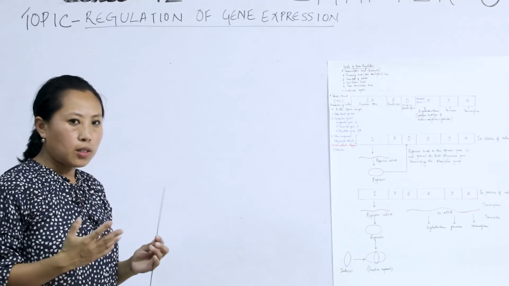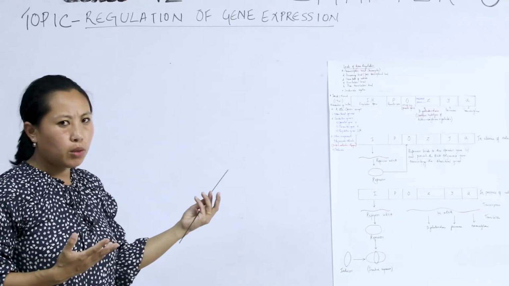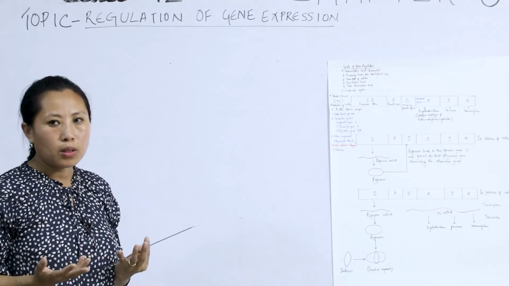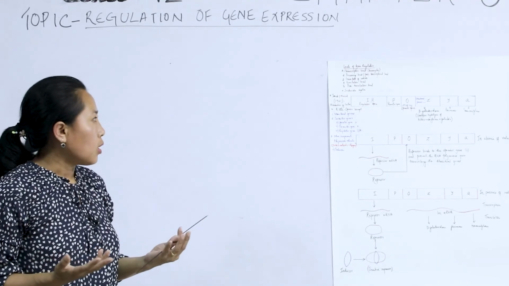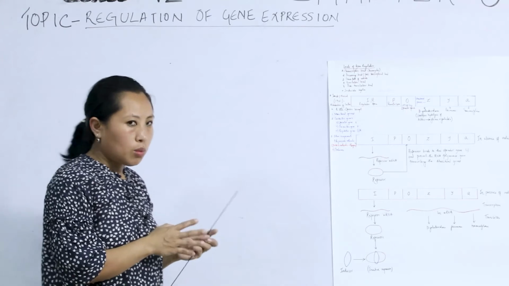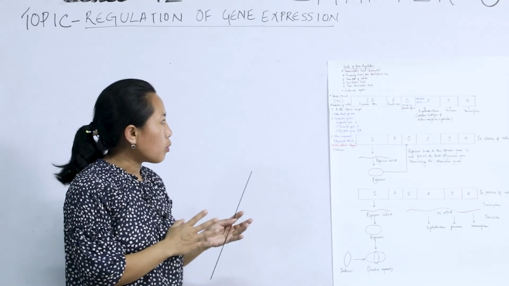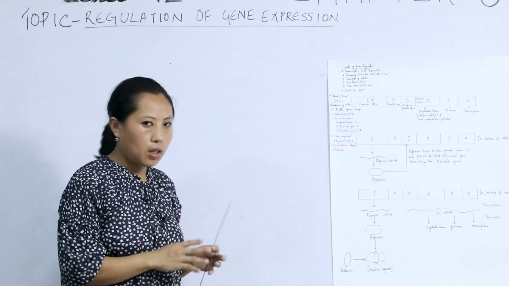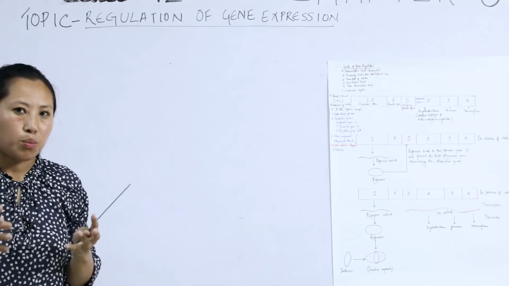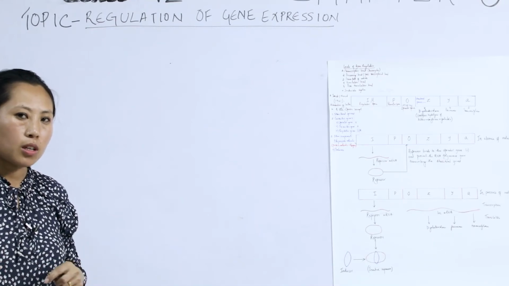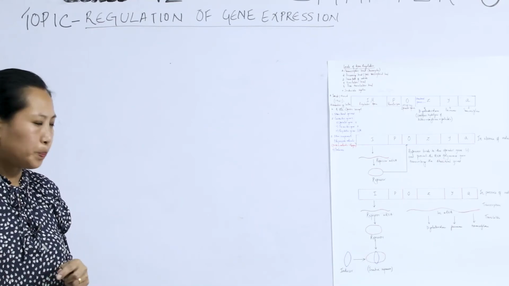So the other example of this is an example of an inducible system, and the trp operon, or tryptophan operon, the metabolism of tryptophan, is an example of a repressible operon. Okay, so this is the last topic of your unit, of your chapter. And in the end, I would just like to give a brief review of all the chapters, all the topics that we have discussed from this chapter.